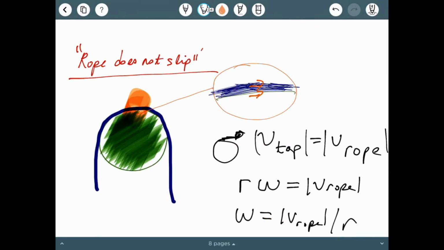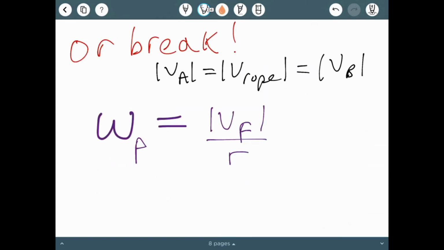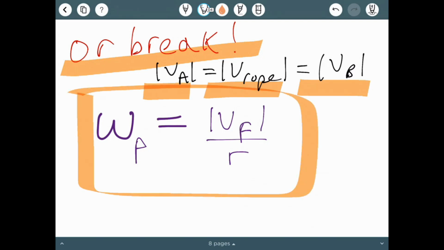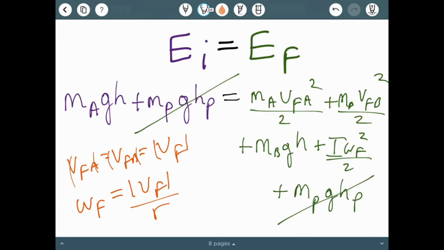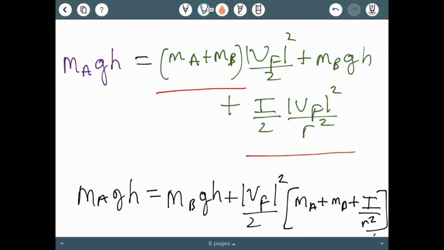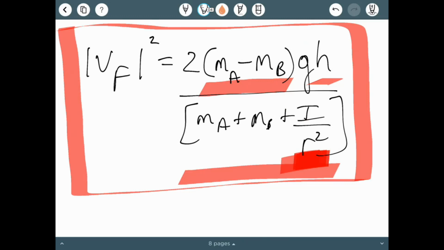We know that the rope not slipping means that the velocity at the top of the pulley has to be the same as the velocity of the rope. The rope does not break, so it relates the speeds of A, B, and the rope, and gives us a final expression for the angular velocity. Then we do a bunch of algebra and solve for our speed squared. It's a long problem, a lot of useful concepts.